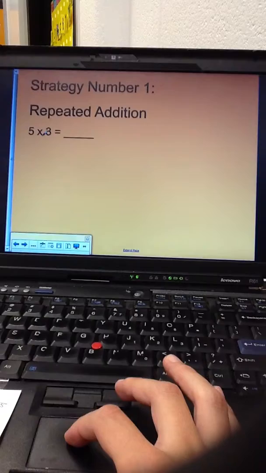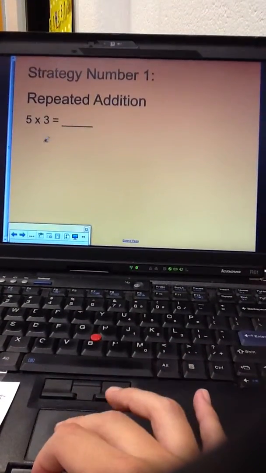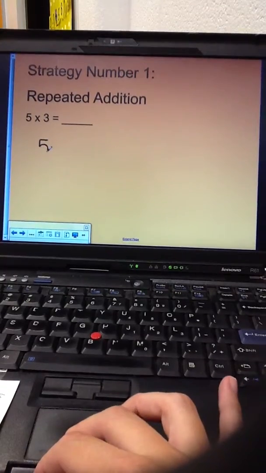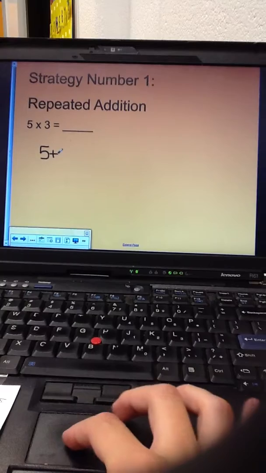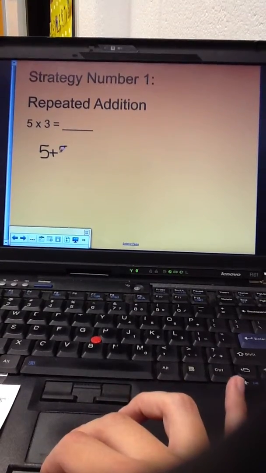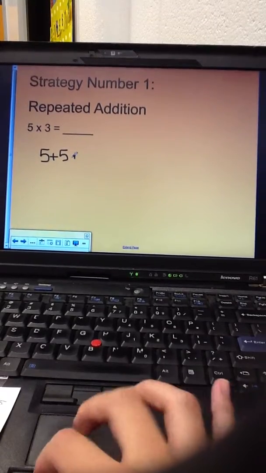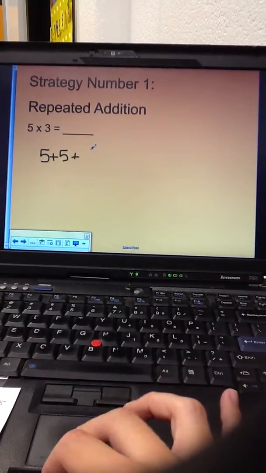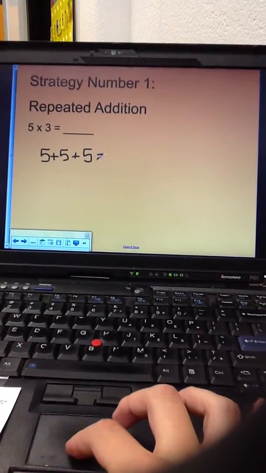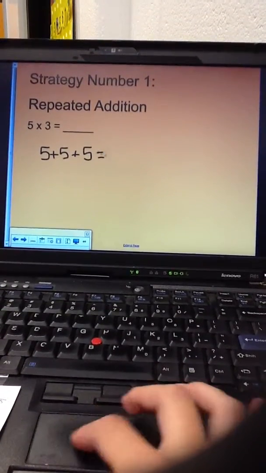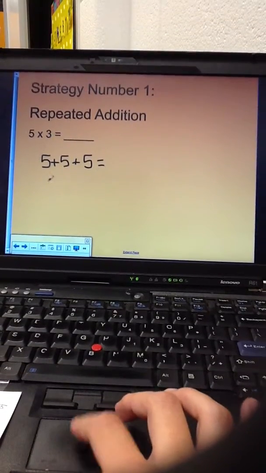So we have the problem 5 times 3. So basically that means that I could add 5 3 times. 5 plus 5 plus 5 equals. So I could add those 3 5s together. Or I could do it the opposite way. And I could add 3 5 times.